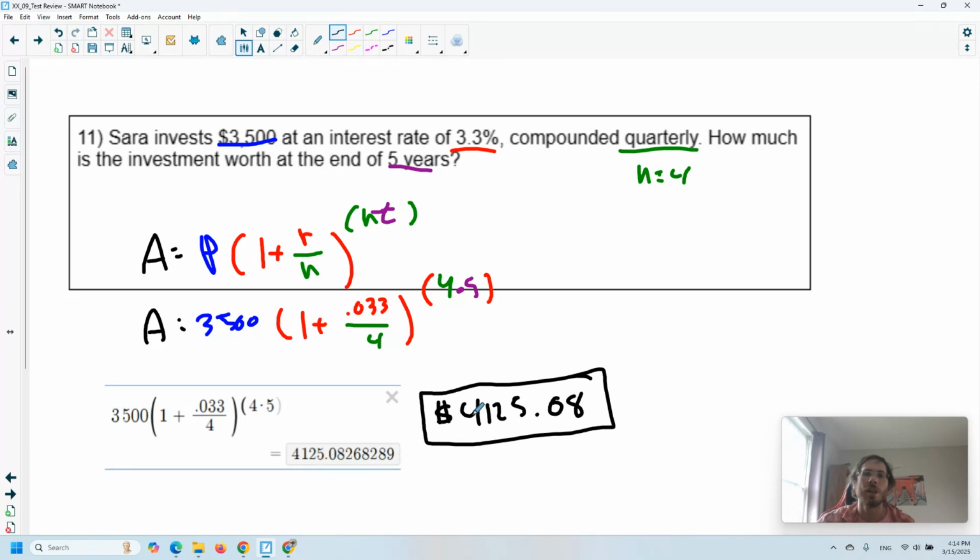So that's how much money she would have. That's pretty good. So after 5 years, she's made over $600, again, with just an investment.